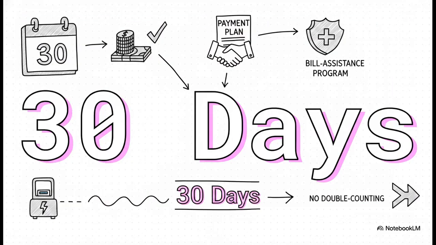The standard puts a heavy focus on this specific 30-day window. It tracks reconnections that happen through 3 main pathways: paying the bill outright, setting up a new payment plan, or successfully getting enrolled in a bill assistance program. Utilities have to track this meticulously. In fact, the standard explicitly warns them, no double counting reconnections that might bleed over into the next reporting period. The whole goal is to provide a highly accurate snapshot of transient energy loss versus chronic energy loss.